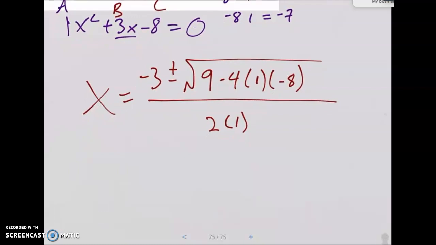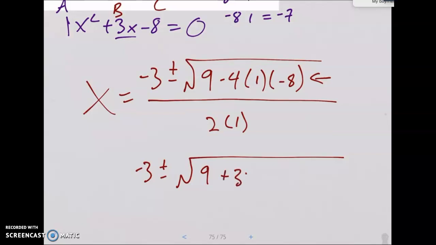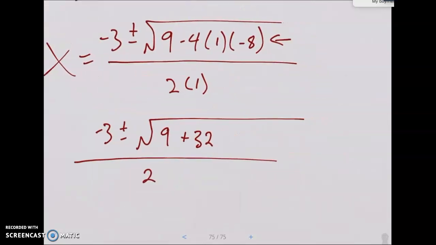Cool. So now what I would do is I would simplify the inside. Extra credit if you know what the inside of the radical is called. It's called the discriminant. So it's going to be negative 3 plus or minus the square root of 9 minus, ooh, 9 plus 32, over 2. 9 plus 32 is 41, so my final answer is going to be negative 3 plus or minus the square root of 41 over 2.